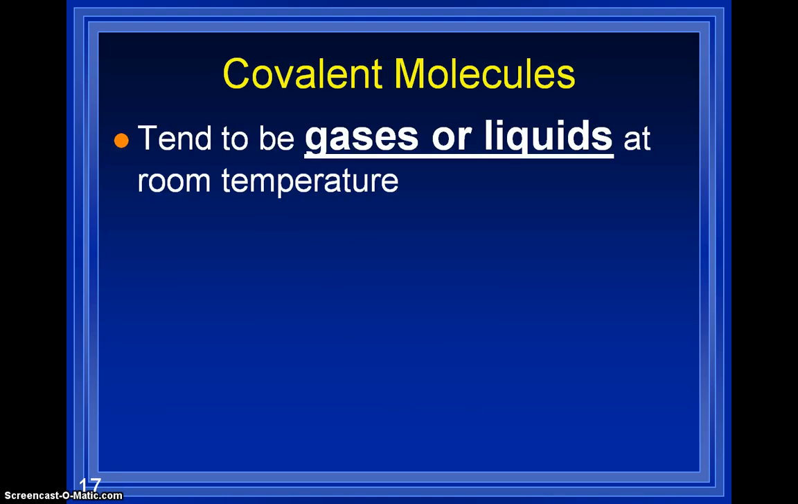Now, typically, ionic compounds are solid crystals at room temperature. Covalent molecules tend to be gases or liquids at room temperature. So, like water and carbon dioxide and sulfur dioxide, those are either gases or liquids at room temperature. Some are solids at room temperature. For example, sugar that we use is a covalently bonded compound, but it's a solid at room temperature.